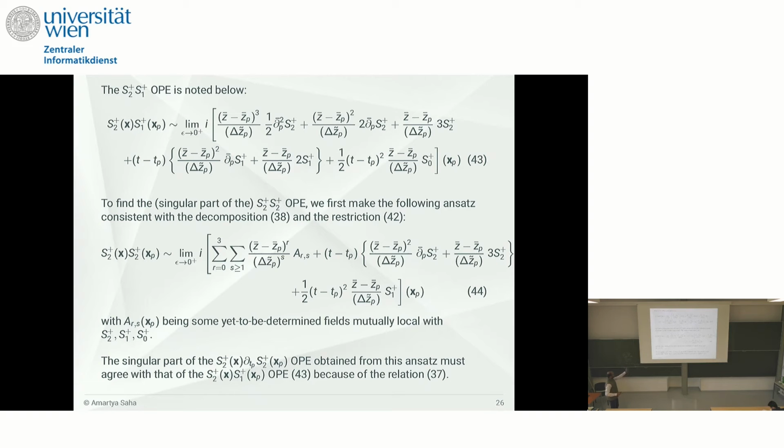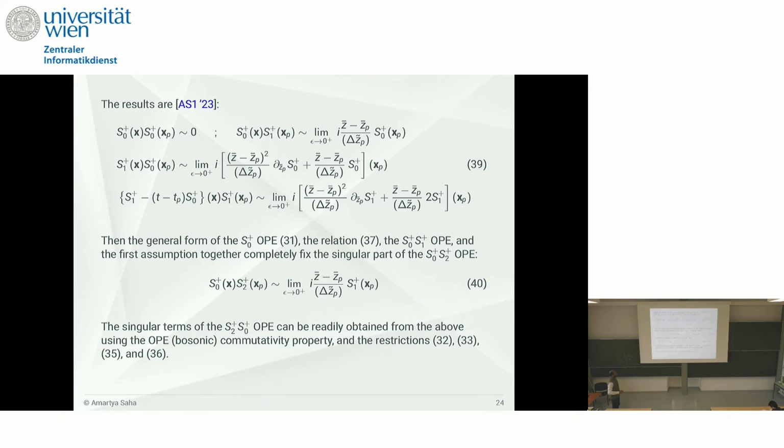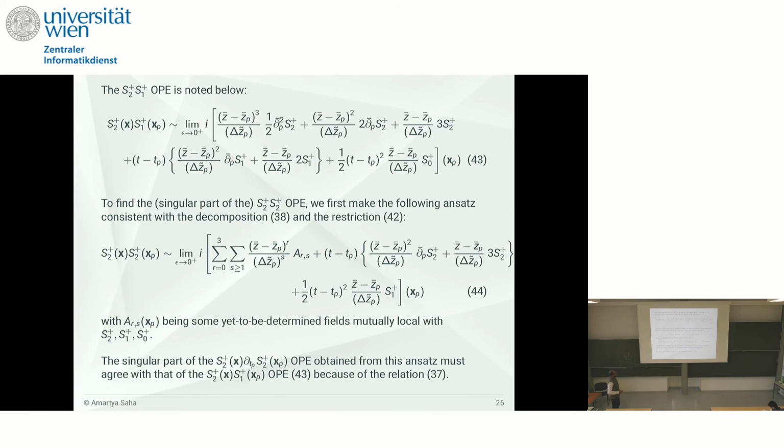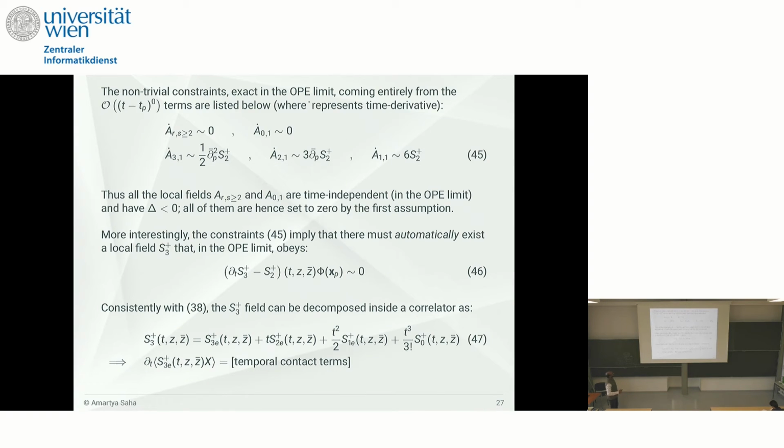So this is our ansatz, and now we can find this S2 plus OP from the knowledge of this S2 plus S1 plus OP in this way. If you take del TP, the derivative of 44, then it must agree with this S2 plus S1 plus OP because of our defining relation 37. Because of this relation, these two answers must agree. And this imposes some constraints on the undetermined fields.